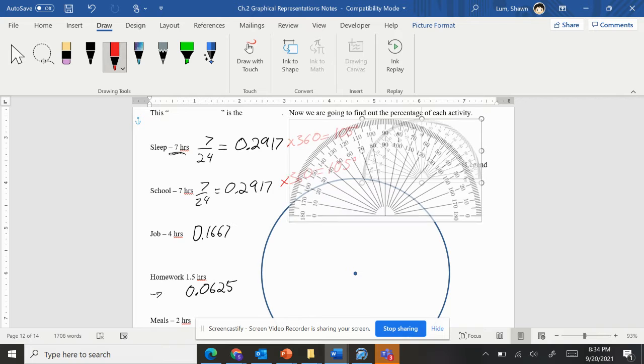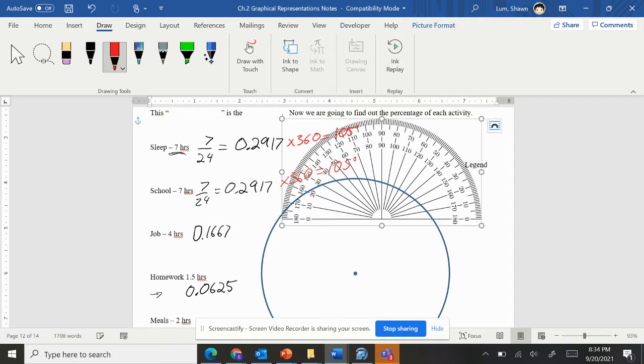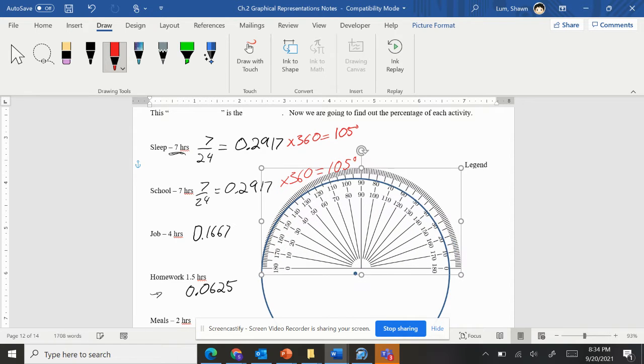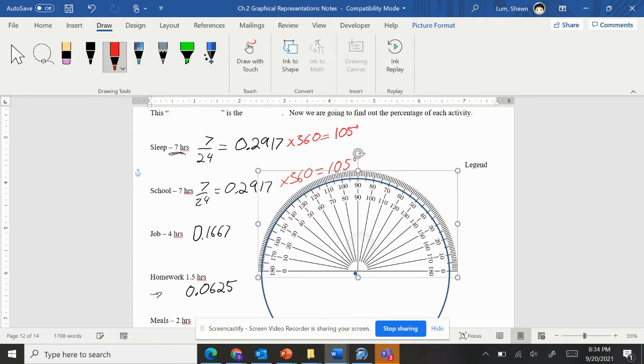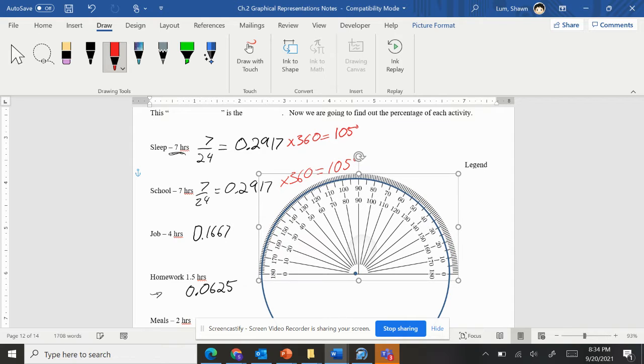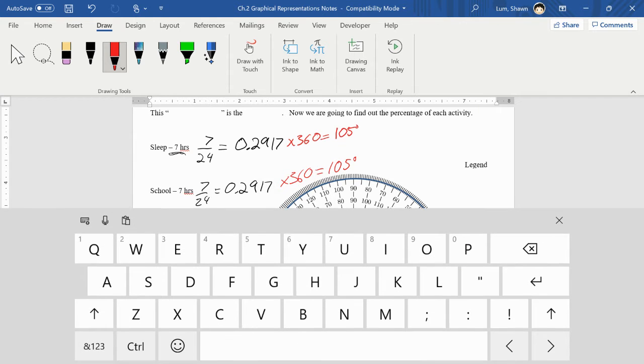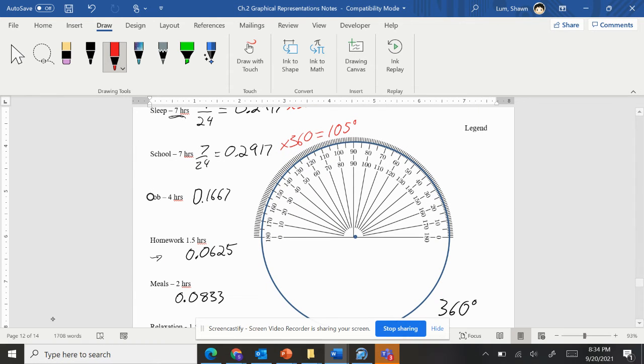So first off, I'm going to grab my protractor. And what we're going to do is find the center of your circle. It's a little bit harder for me to do, but you place your protractor roughly in the center of your circle. So that point right down there. Now our sleep one is 105 degrees.